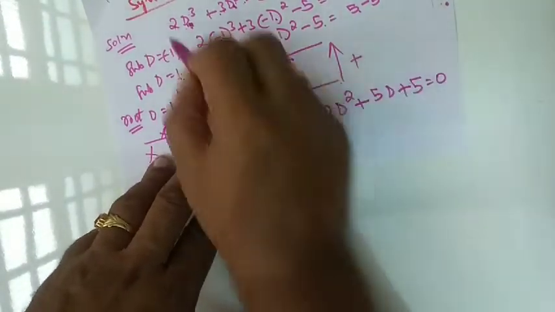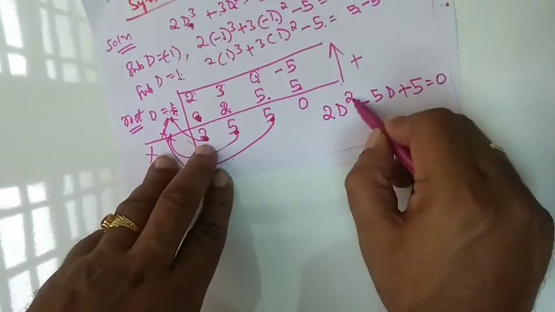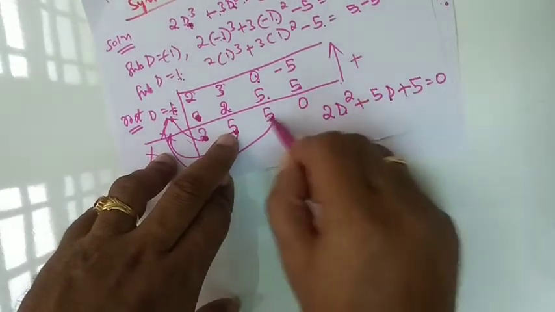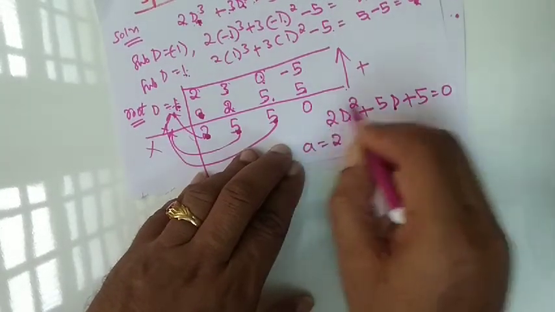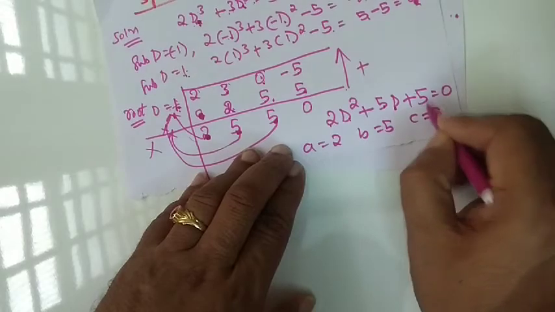I repeat, the power of d is 3. Therefore, I have to start with the power of d, 2. 2 into d square plus 5 into d, right? Plus 5 is equal to 0. This is a quadratic equation. A is equal to 2, b is equal to 5, c is equal to 5.